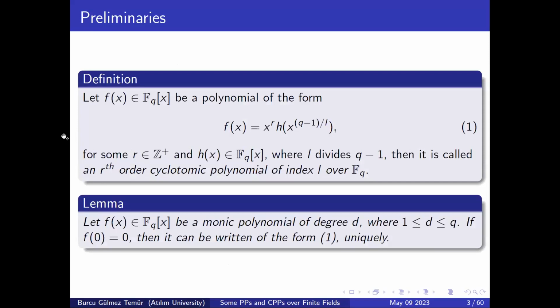First of all, let me define this polynomial. If you look at this polynomial, this is somewhat special. Here, L divides q minus 1. The polynomial is over F_q. If you have a polynomial of this form, it is called the nth order cyclotomic polynomial of index L over F_q. And if you have a monic polynomial of degree d, where d is between 1 and q, and moreover, if f is 0 at 0, then every polynomial can be written of this form.